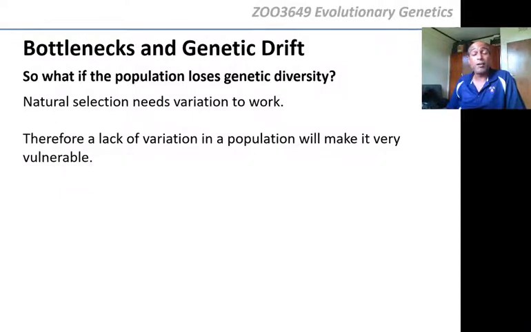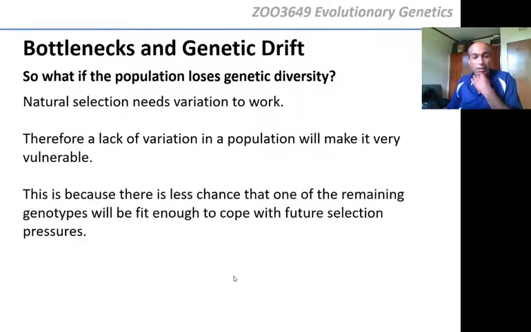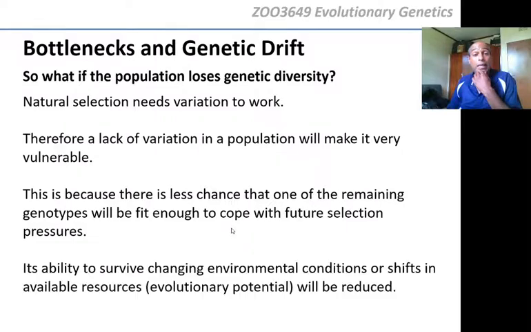If all of them have the same allele, and then the environment changes and suddenly that allele is not the fit one anymore, what's going to happen to that population? It's going to be very vulnerable to changes in environment. Because, as I said, if the environment changes and that allele that everybody has is now not the fittest one, has a lower fitness, then what's going to happen to that population? Everybody's going to die. That population is going to go extinct. Why? Because there's no diversity. There's nothing to select. Okay? There's less chance that one of the remaining genotypes will be fit enough to cope. Okay? There's just not enough remaining diversity.